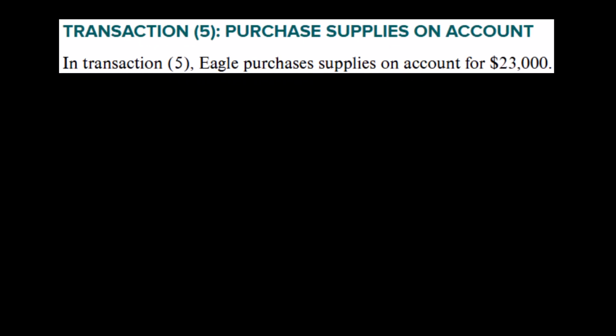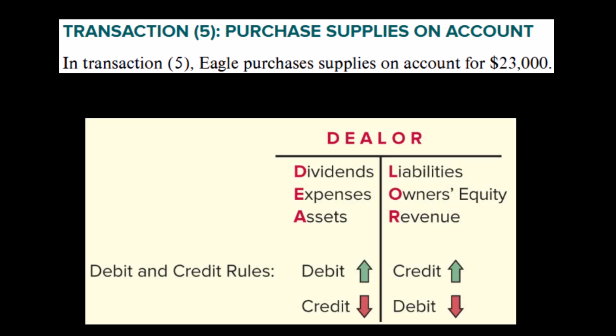Transaction 5. Here we acquire another asset, supplies. But notice the key phrase, on account. This means we didn't use cash. We promised to pay our supplier in the future. This creates a liability. Our accounts are supplies and accounts payable.